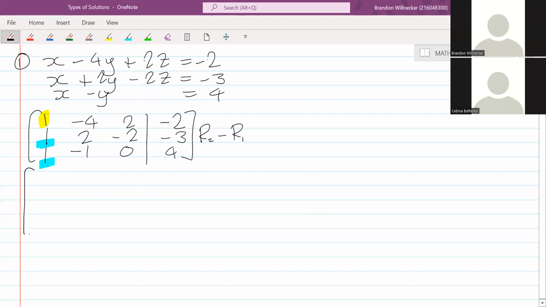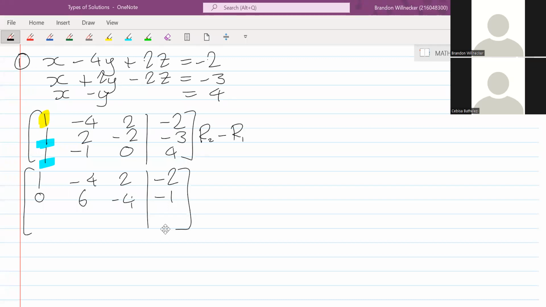So let's do that. The first row stays the same, so we get 1, minus 4, 2, minus 2. 1 minus 1, that's 0. 2 minus minus 4, that's going to be 6. Minus 2 minus 2, that's minus 4. And minus 3 minus minus 2, that's going to be minus 1. Okay, and the third row stays the same because we didn't change anything there. So that's 1, minus 1, 0, and 4.